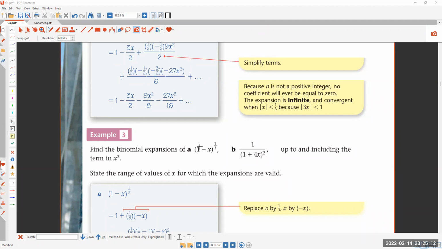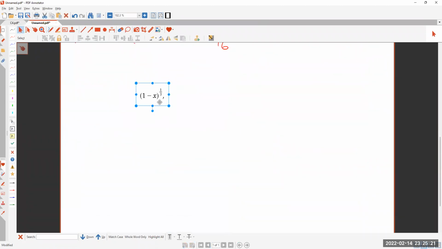Find example number 3. Find the binomial expansion of 1 minus x whole raised to 1 by 3. So let's do this as well. This is just like the previous sum which we are doing.